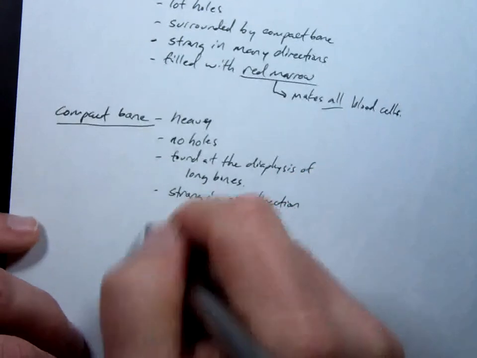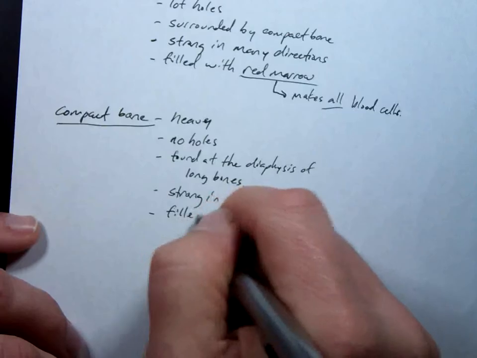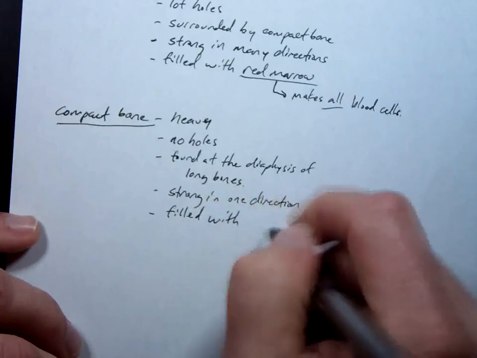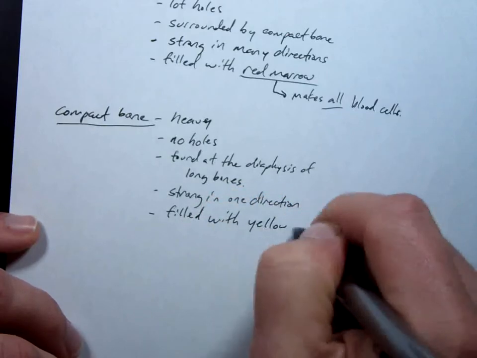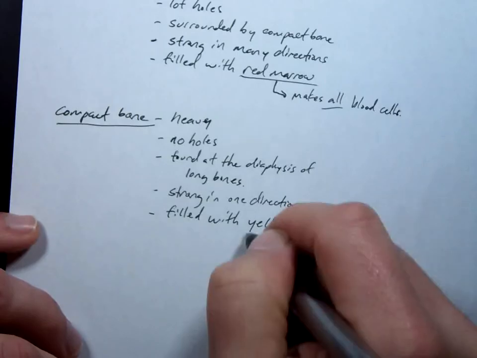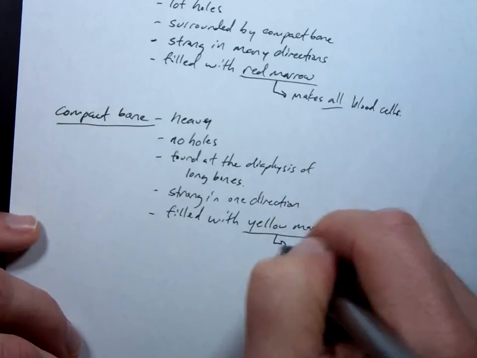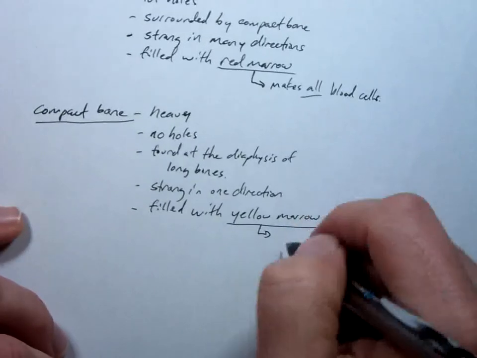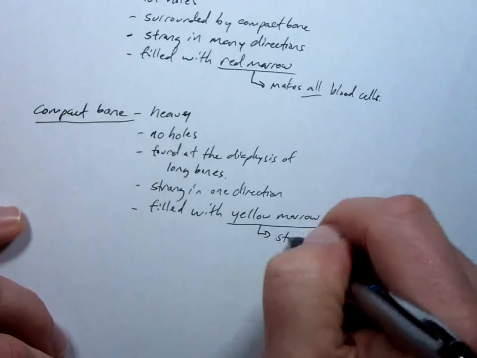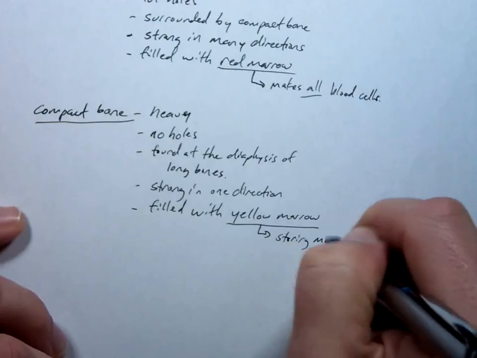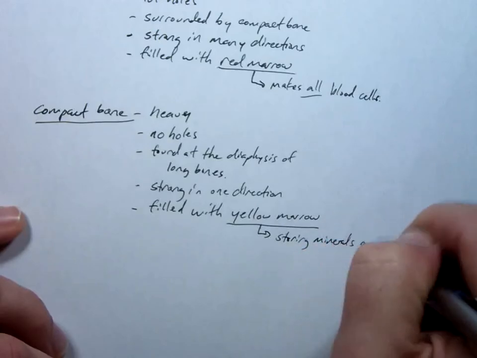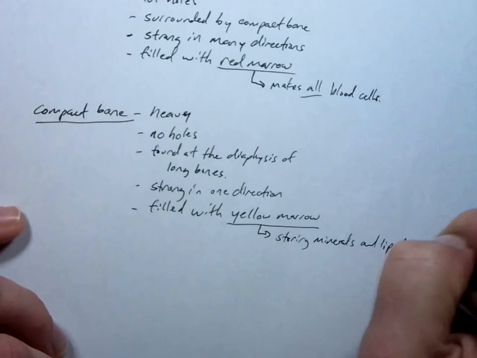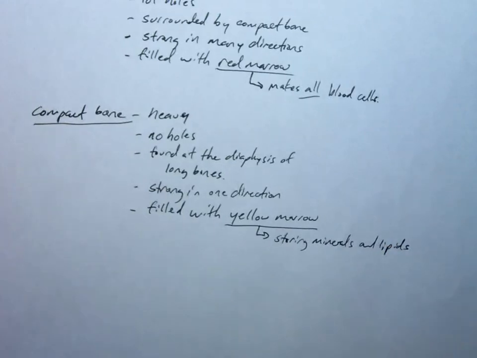And guess what it's filled with? Yellow marrow. Yep. Yellow marrow doesn't do the same thing. Yellow marrow is responsible for storing minerals and lipids. So it's like some extra storage of minerals and lipids.